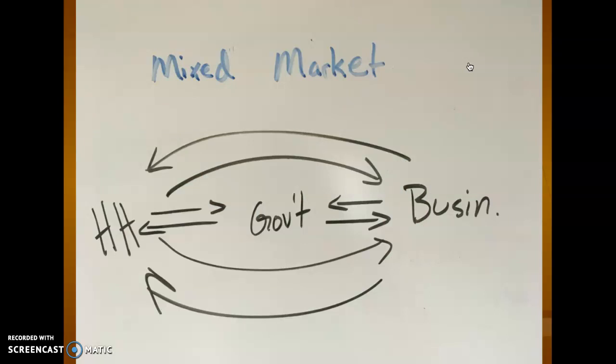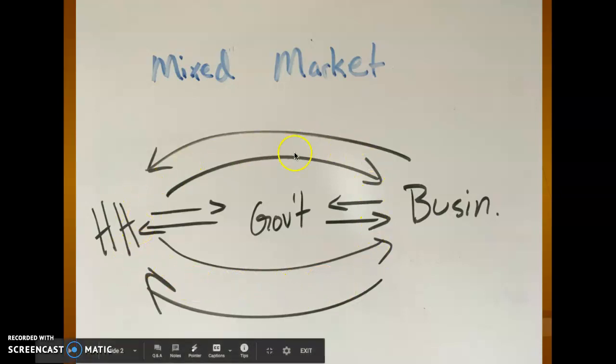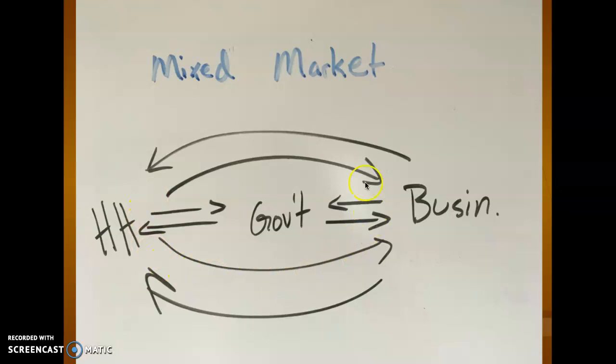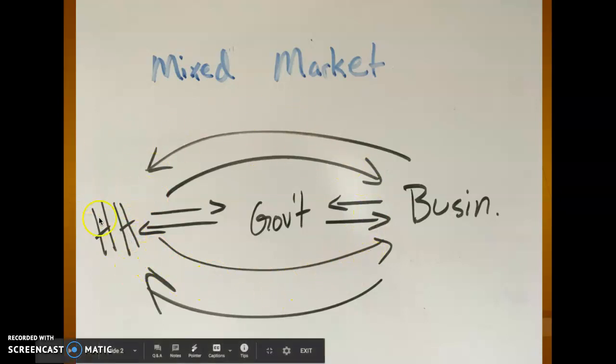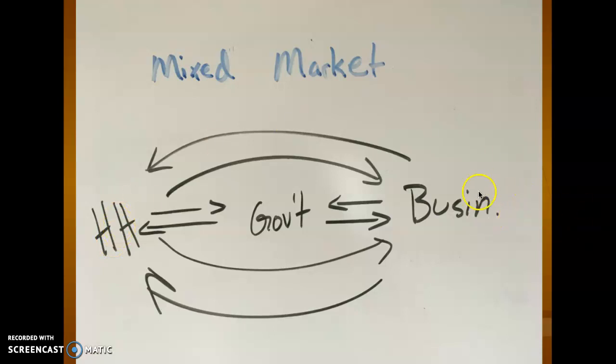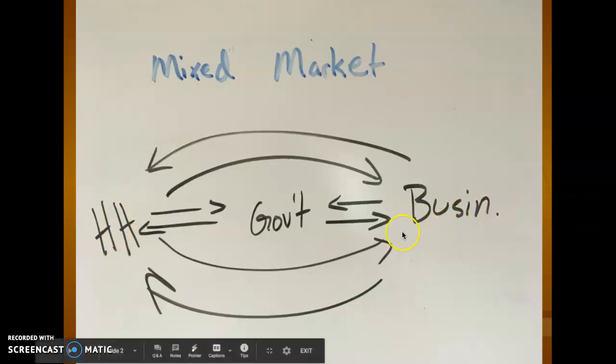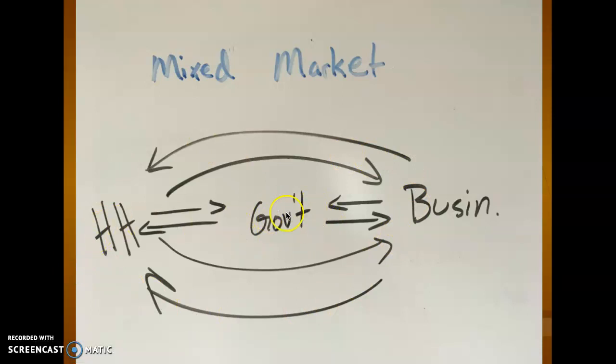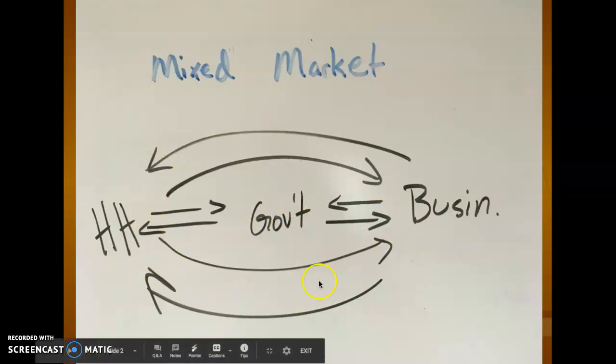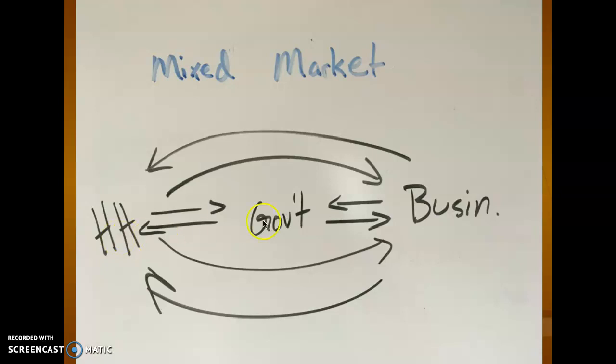America is a mixed market system, so you'll remember some of our flow charts and our circular flow from earlier in the year. In a mixed market, the households and the businesses have a relationship. They are exchanging goods and services and factors of production and money in order to produce things and consume things. Households are consuming, businesses are producing. But in a mixed market, you also have the government involved. And the government is going to have some type of say in this process. They're going to interact with the households, the consumers, and they're going to interact with the businesses, the producers.